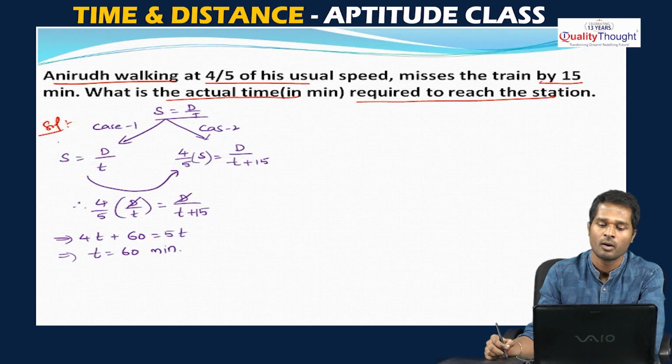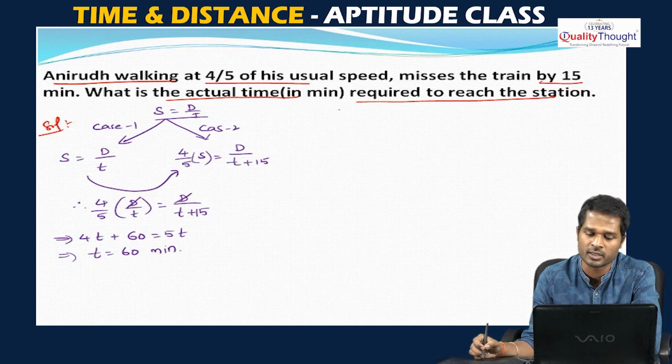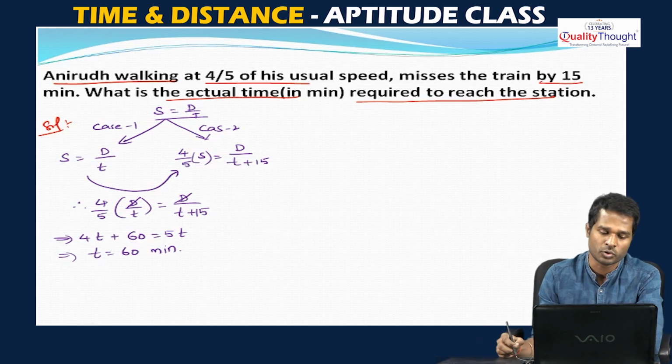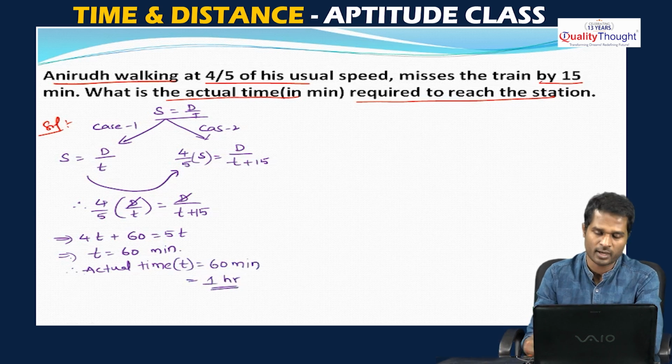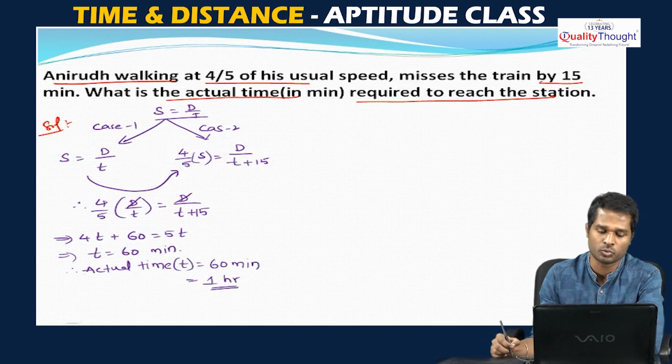Now what is the question? What is the actual time required to reach the station? So t is equal to 60 minutes. Therefore the actual time t is equal to 60 minutes, which means he actually requires 1 hour to reach the station.